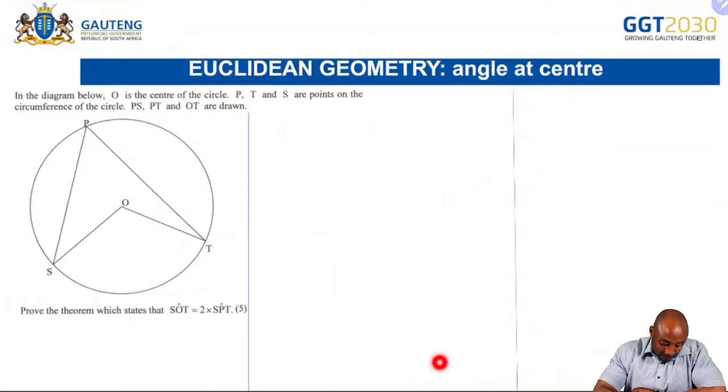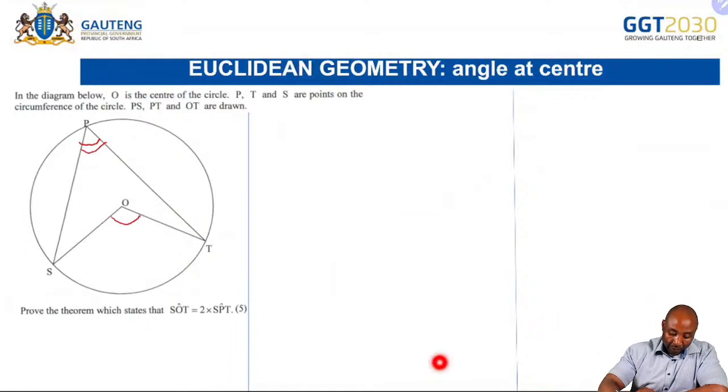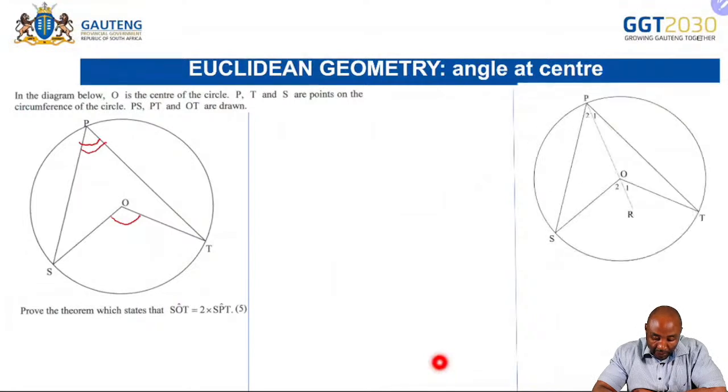Now, prove the theorem that states that SOT, that angle there, is equal to 2 times SPT. That's what we are supposed to prove. 5 marks. What is the first thing that you will do?